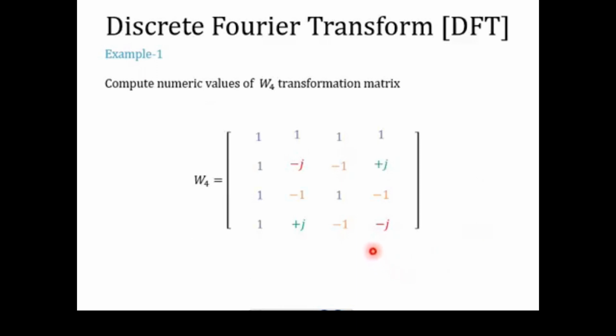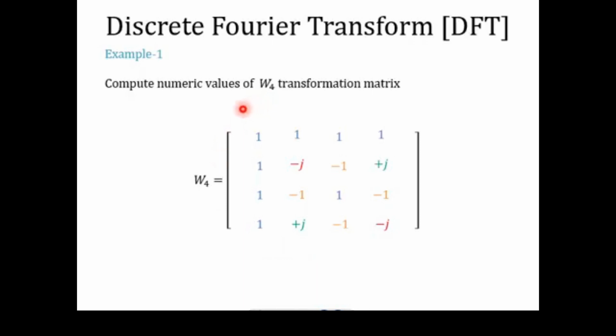So these are the 16 numeric values of a W4 transformation matrix, which is also called a matrix of linear transformation. And as you can see in this numerical, we have just found the values of a transformation matrix. We have not calculated the spectrum of any time domain sequence. Similarly, we have not synthesized any frequency domain sequence. We have just calculated the values of this transformation matrix.